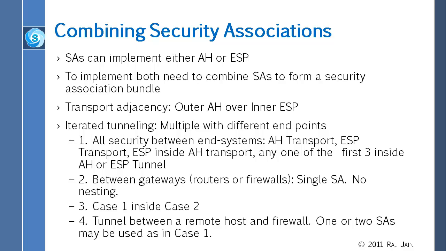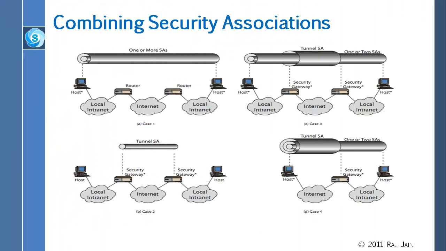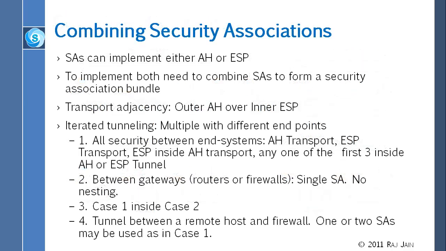And actually, maybe I should show you the next picture, which shows the bundle clearly. So you could have one tunnel, and inside that you have another tunnel. Inside that you have SAs. So you could do a security association bundle, and you could have AH over ESP, or you could have iterated tunneling, where these are the 4 cases just shown in the next picture.